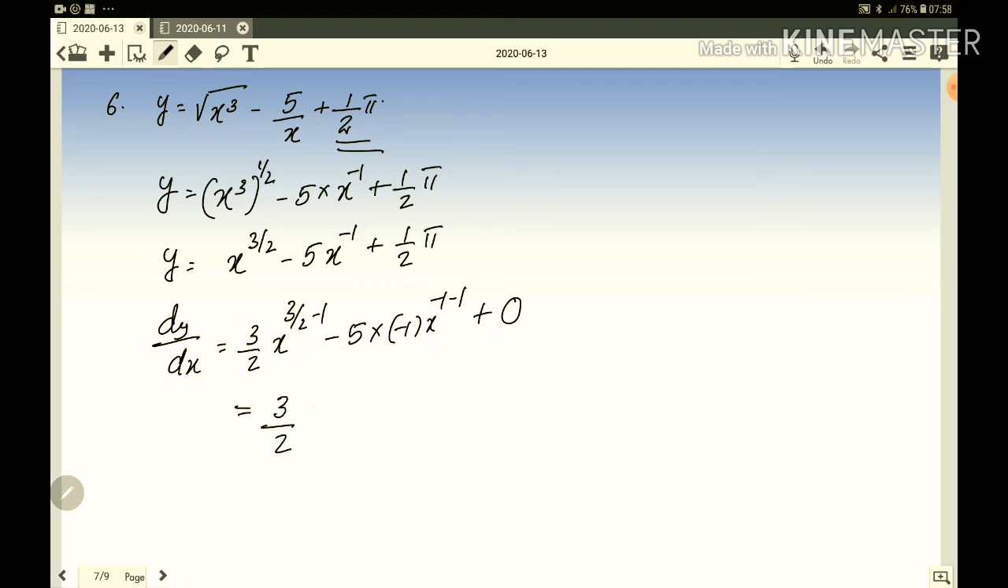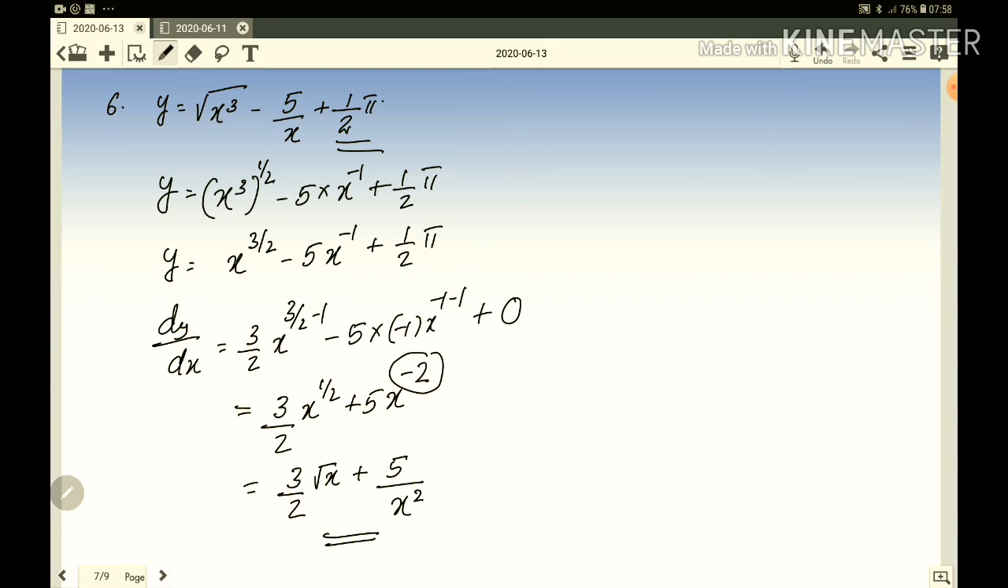That is 3 over 2 x to the power 3 by 2 minus 1, which is going to be 1 over 2. If you have a problem in that subtracting, just use the calculator. Minus 5 times minus 1 is plus 5 x to the power minus 2. Clear? So we can see the negative power, we can change it. That is 3 by 2 x to the power half. We can write it x to the power half, or even if you write square root of x, there's no problem. Plus 5 divided by x square.